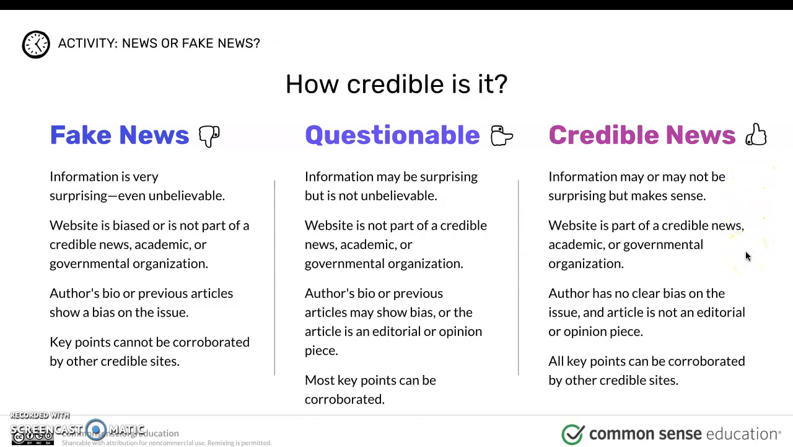And then definitely if the website is part of a credible news, academic, or government organization, the author has no clear bias and they're just reporting the facts. And then if you can corroborate the points by other credible sites. So if you see multiple sites reporting on the same story, then that should be a good sign that it's true.